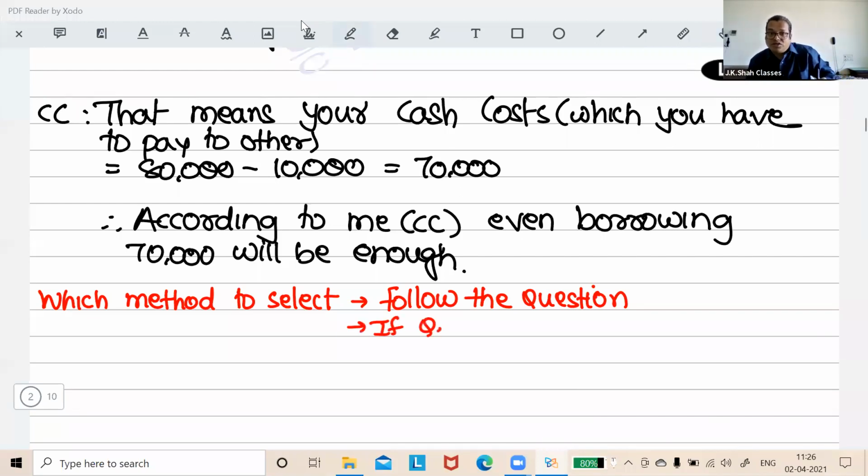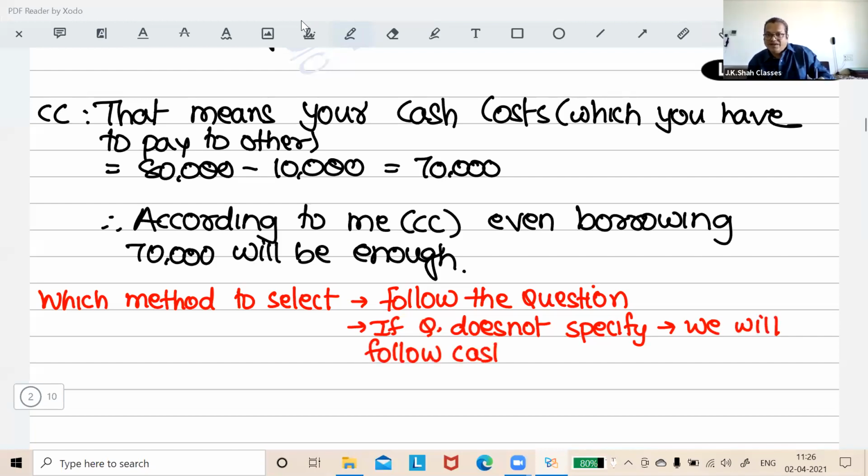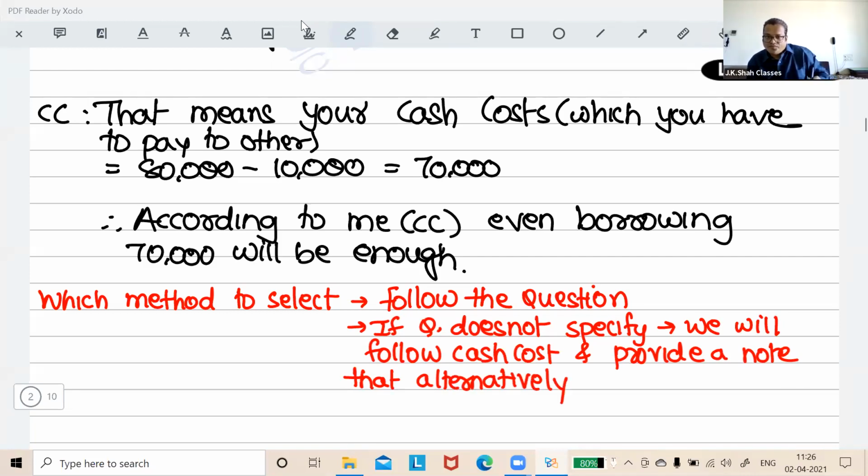If the question does not specify, then what, sir? That's what is our main problem. No, if the question does not specify, we will follow cash cost and provide a note as well. Alternatively, it can be solved by total basis. So, got it?